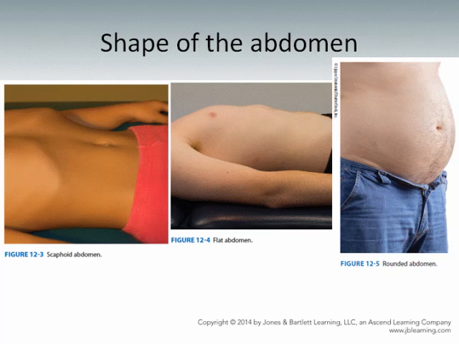These are just different shapes of the abdomen. So you have your scaphoid, you have your flat, and you have your rounded or protuberant. And sometimes protuberant can be even bigger than that.